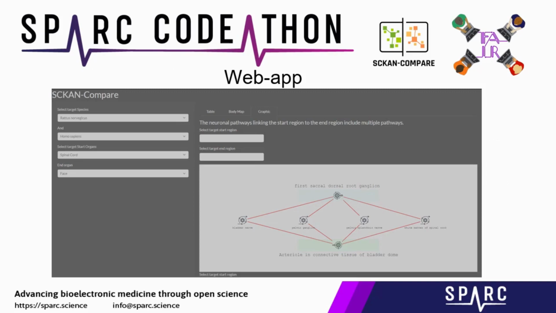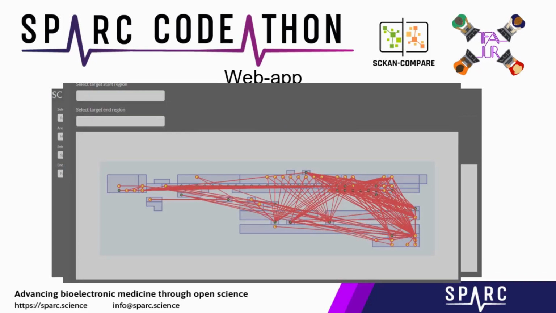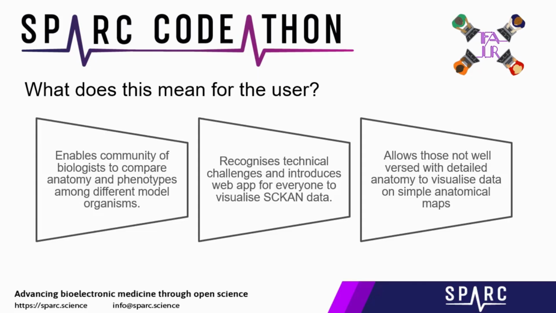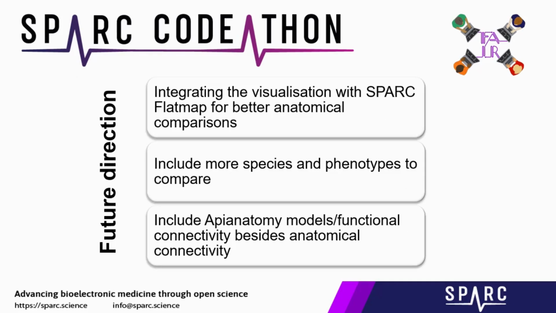Similarly, on the web app, you can choose different species, different regions, and have a simpler representation. You can also have a complex representation very similar to the Python package. Now, what does this mean for the user? It allows communities who have limited technical abilities and who do not know a lot about anatomy to go and visualize different models.